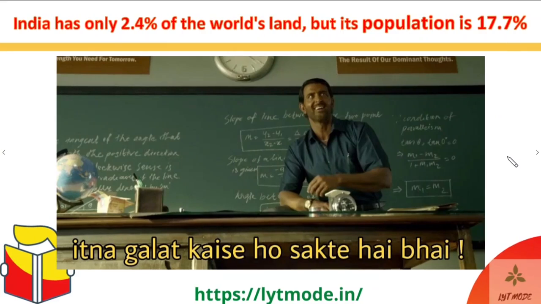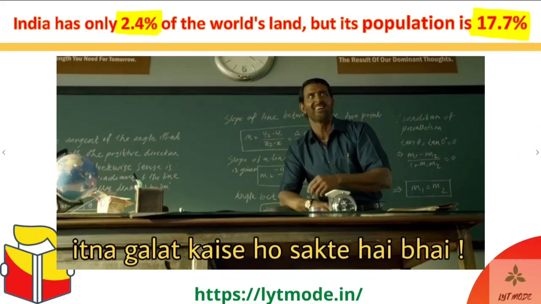Moving ahead, there's a meme for you guys. So India has only 2.4% of the world's population. I'm sorry, the world's land. Okay, so only 2.4% of the world's land, which means it is, let's say, even less than 1/40th of the world's land. If you divide the world's land in 40 parts, less than one of those parts is what we have. And when you talk about the population, we have 17.7% of the population. Isn't that crazy? So इतना गलत कैसे हो सकता है भाई? Even Ritik bhaiya is thinking about it.